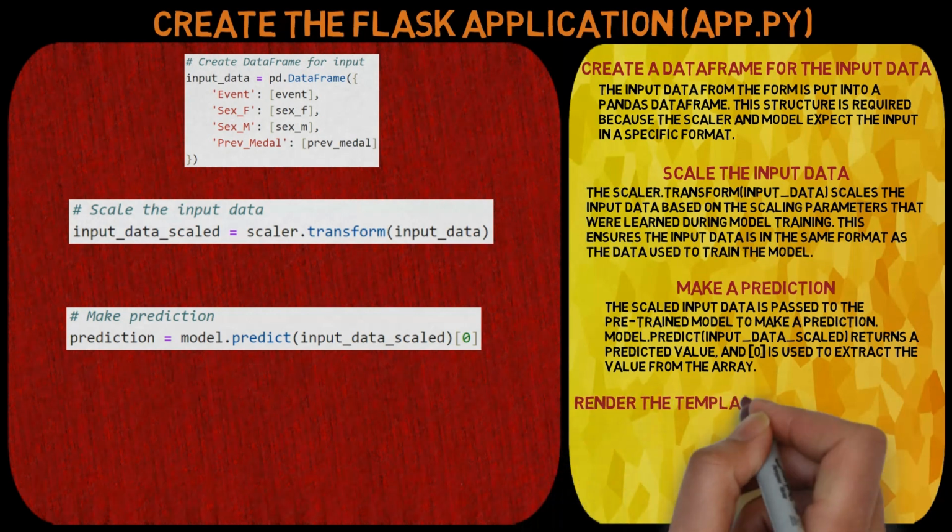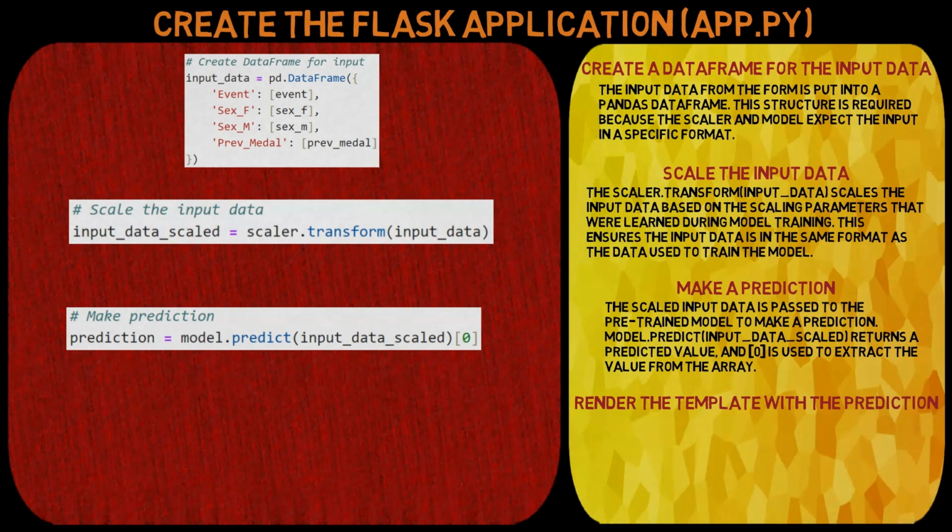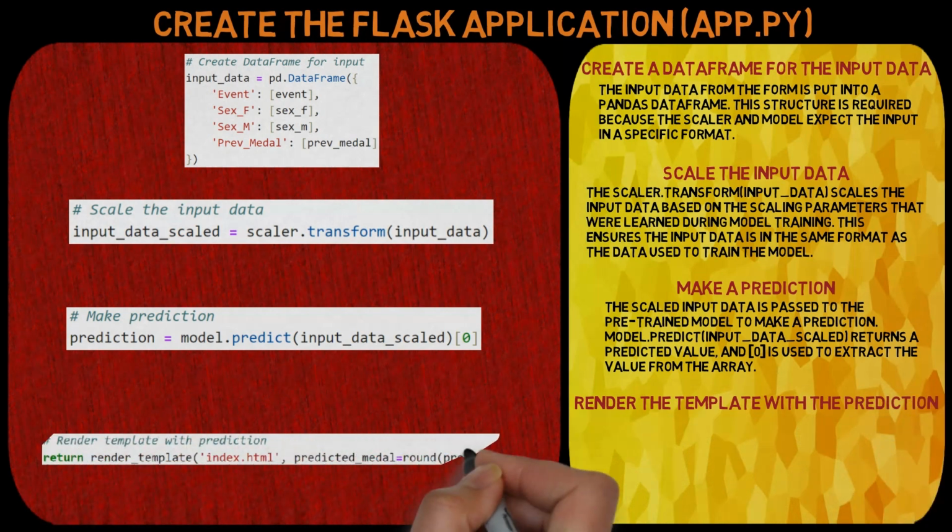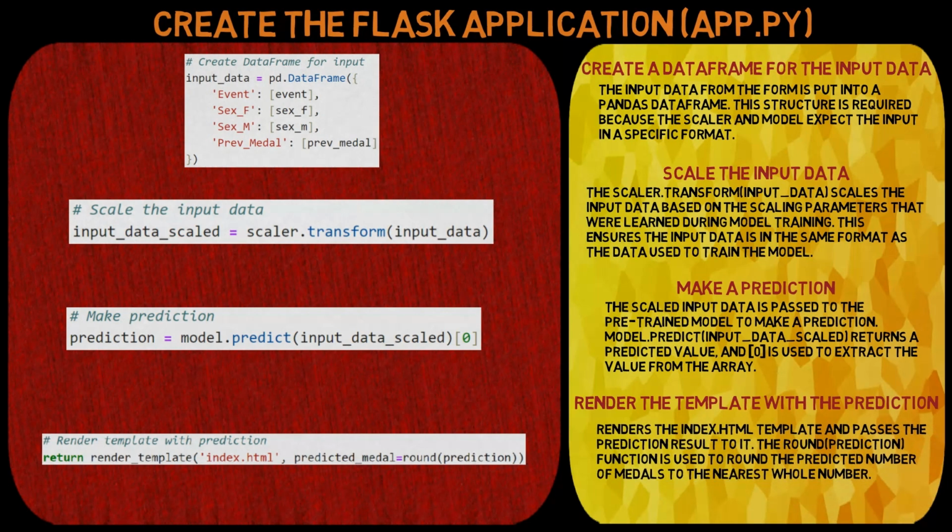Rendering the template with the prediction. Finally, we use render_template('index.html', predicted_medals=round(prediction)) to render the index.html template and pass the prediction result to it. The round function rounds the predicted number of medals to the nearest whole number.